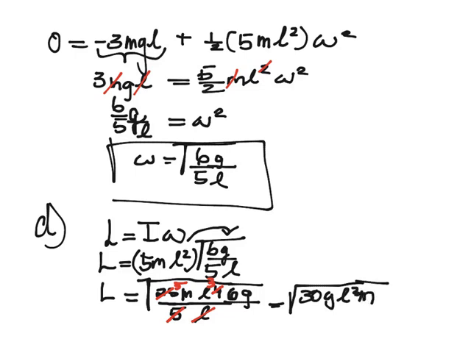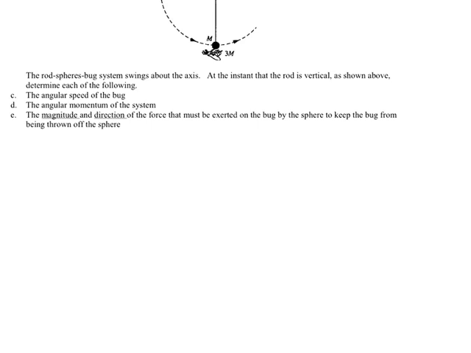Finally, in part E, we want to know the magnitude and direction of the force that has to be exerted on this bug to keep it from being thrown off the sphere. So first of all, let's draw a force body diagram of the bug. And we know that, of course, gravity is pulling down on our bug, so we have Fg. And then we have some kind of upwards force. Maybe its feet are sticky, and it's stuck to the sphere, but we have some kind of upward force keeping the bug stuck to the sphere.